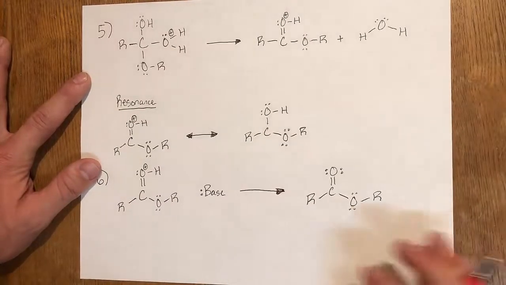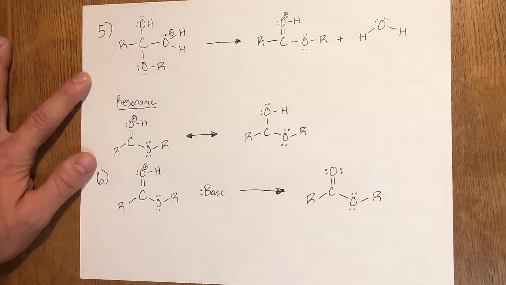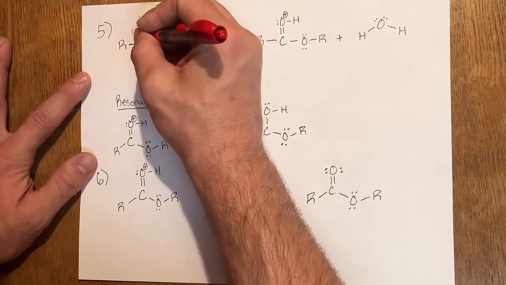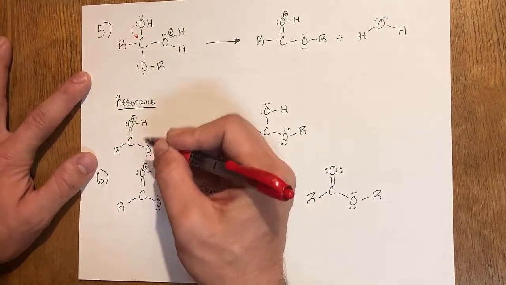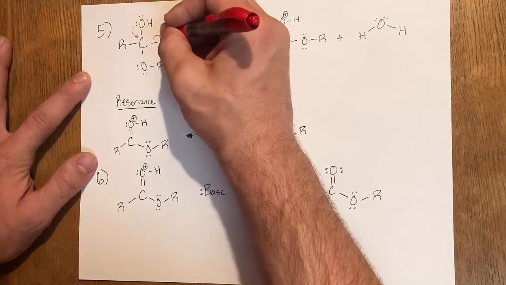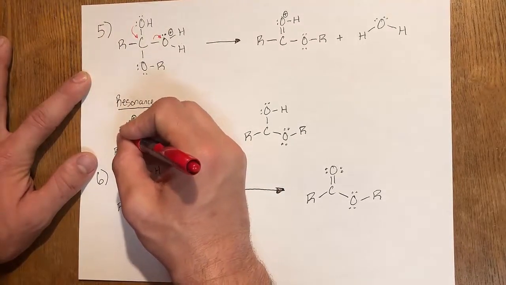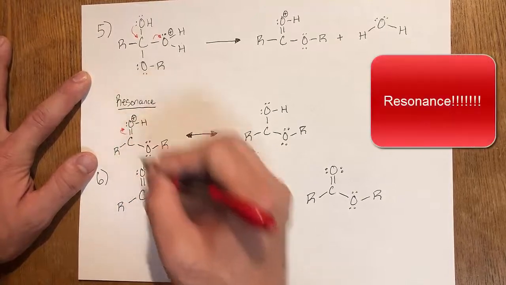Step 5. The alcohol donates an electron pair to the carbon, reforming the double bond between the alcohol's oxygen and the carbon. This forces the water to leave, returning the carbon back to an sp2 carbon and another positively charged oxygen. This again creates resonance.